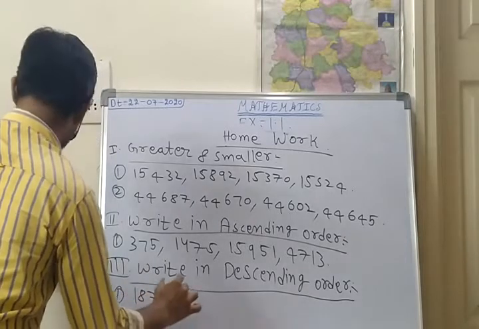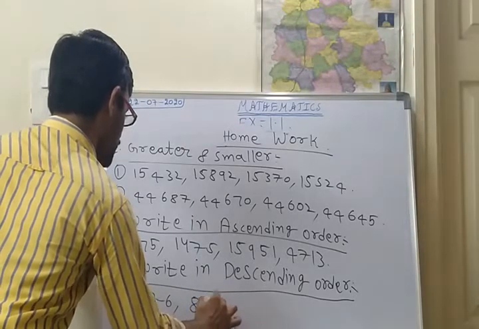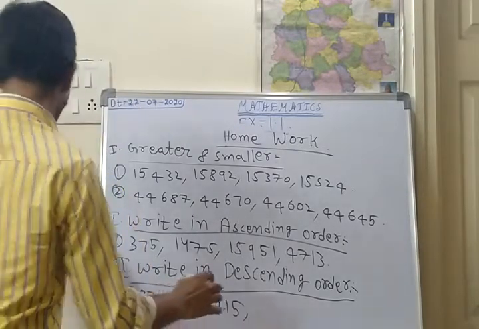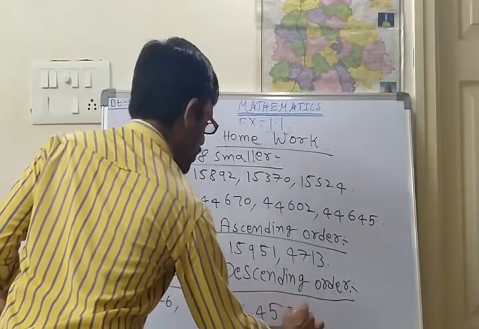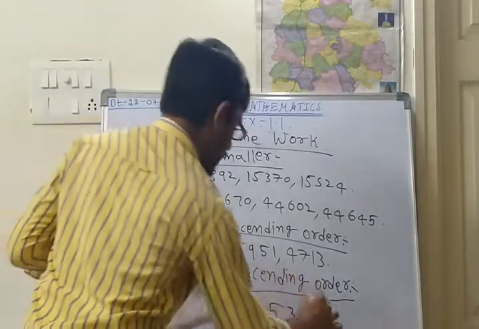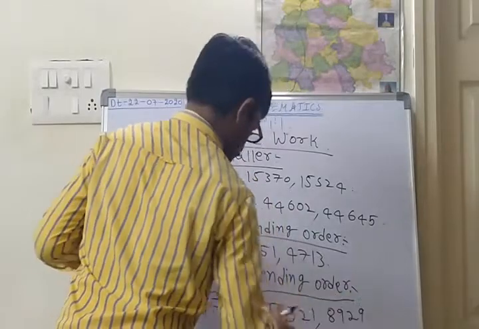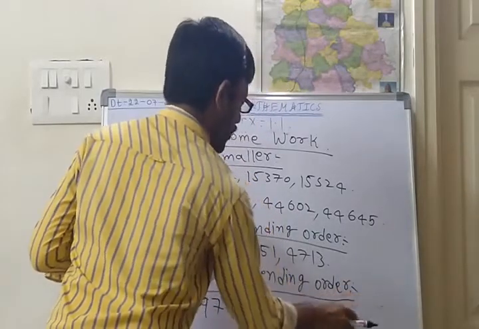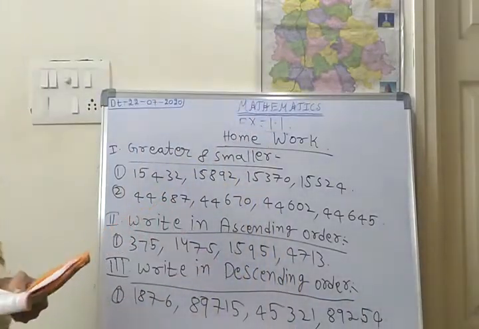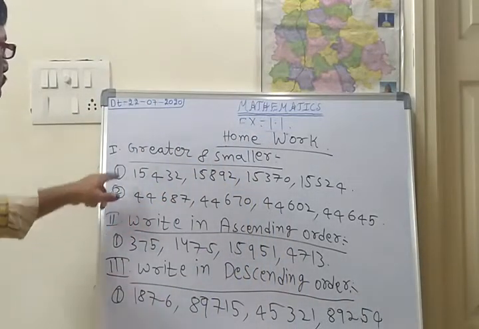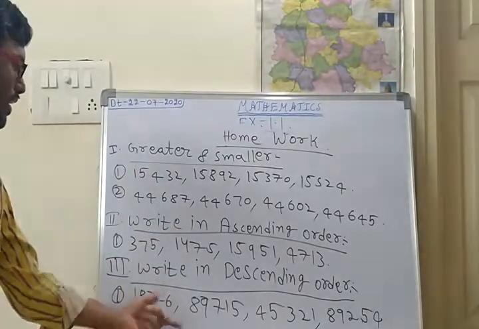1876, 89715, 45321, sorry, 89254. These are the problems. So in the greatest and smallest number, 2 problems; ascending order, 1 problem; descending order, 1 problem.